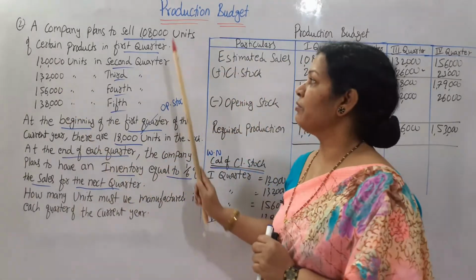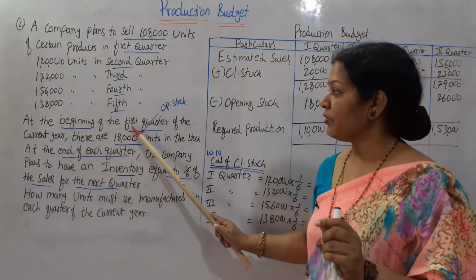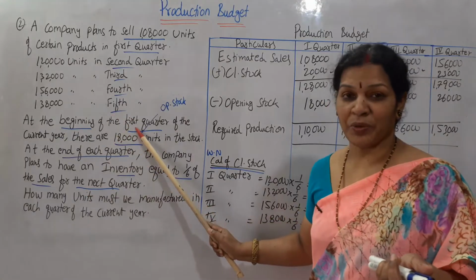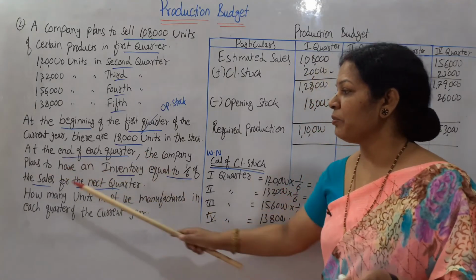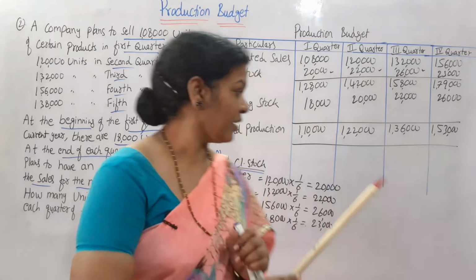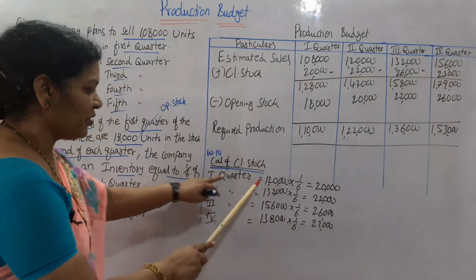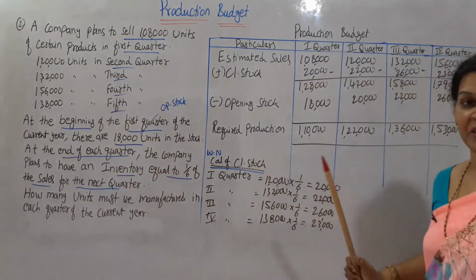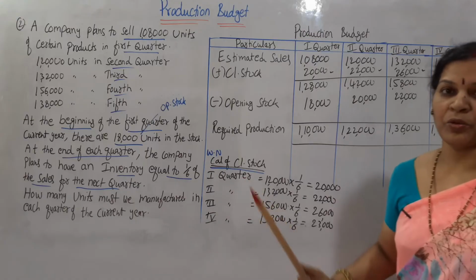In this problem, what is the information given? 5 quarters' estimated sales are given, and opening stock is given. At the beginning of the first quarter of the current year, there are 18,000 units in stock, meaning it is the opening stock of the first quarter. And at the end of each quarter, the company plans to have inventory equal to 1/6 of the sales of the next quarter. As per this paragraph, we have calculated closing stock like this. For the first quarter, next quarter means 1,20,000, and we have taken 1,20,000 into 1/6. For the second quarter, next quarter means 1,32,000 into 1/6. Like this, we have calculated the closing stock.